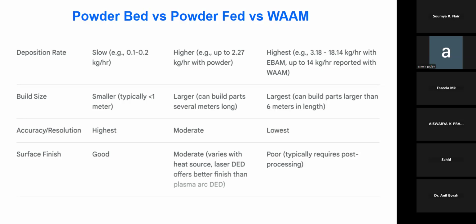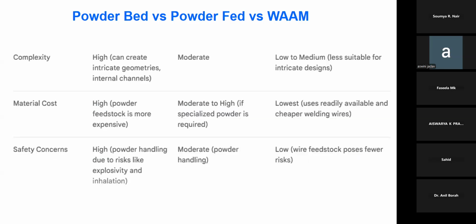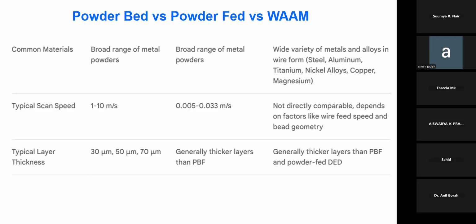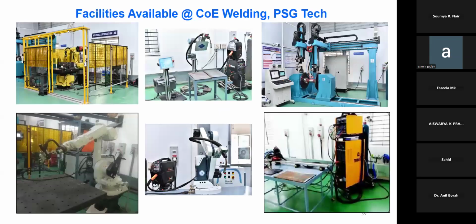So on accuracy, the powder bed machine stands first, second is powder fed, and finally wire arc additive manufacturing. The surface finish is also very good in powder bed, moderate in powder fed, and poor in wire arc additive manufacturing. So scan speed and all, these are some fair comparisons, right?